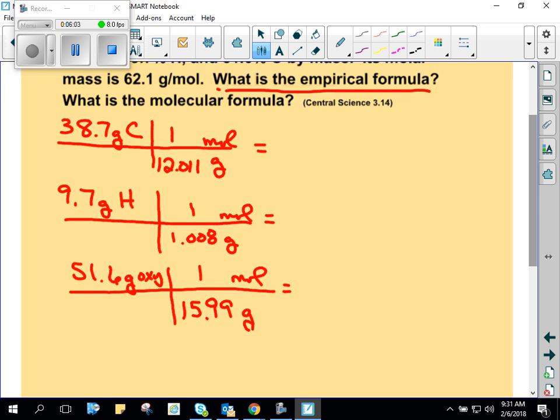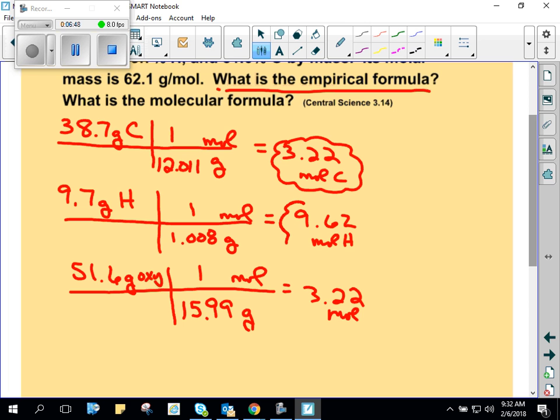Yes, ma'am. You got the first one? 3.22 moles of carbon. Good. And the second one should be somewhere a little over 9, probably. Yes, ma'am? 9.62? Okay. If someone else wants to give me the third one. 3.22. Oh, we're going to have nice numbers. That's very nice of them.